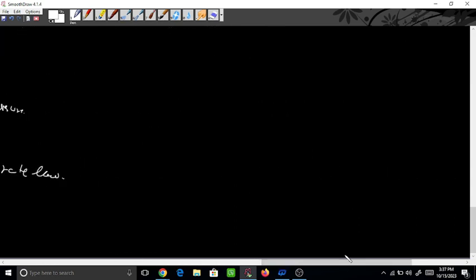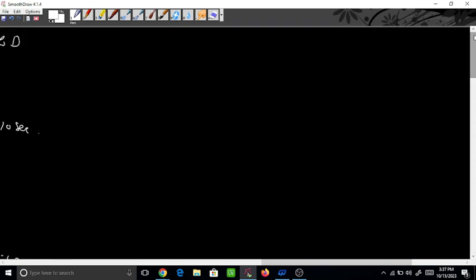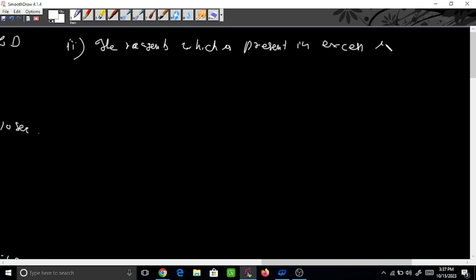Another point: the reagent which is present in excess, we don't include in the rate law. This is the second point. The reagent which is present in excess is not included in rate law.